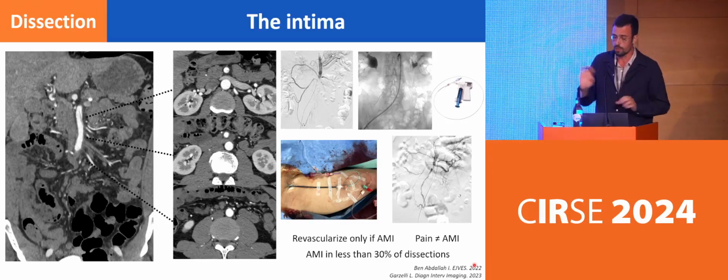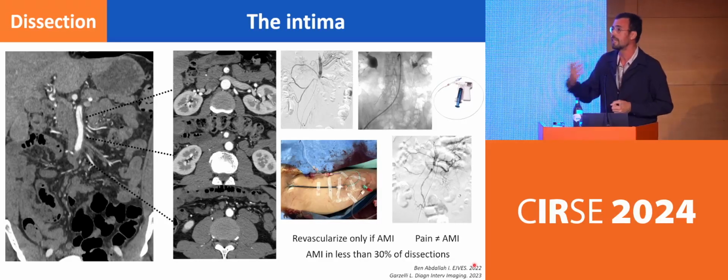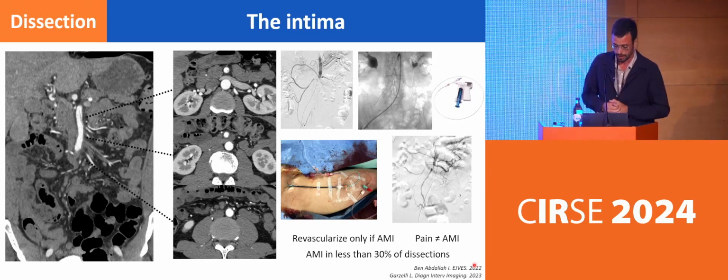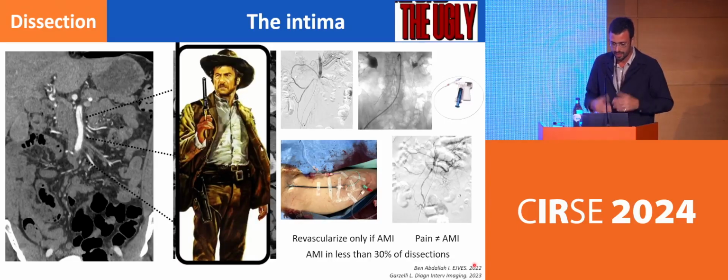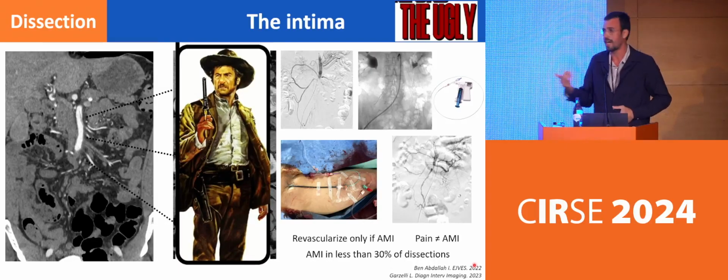We put a multiple pore catheter into the false lumen of the superior mesenteric artery, and we instill alteplase for 12 hours, 24 hours, sometimes 36 hours. So this is still an experimental technique. We published a case study about it, but the alternative is the open repair of the SMA. So the intima is really the ugly, because AMI will occur in a very small proportion of the cases.